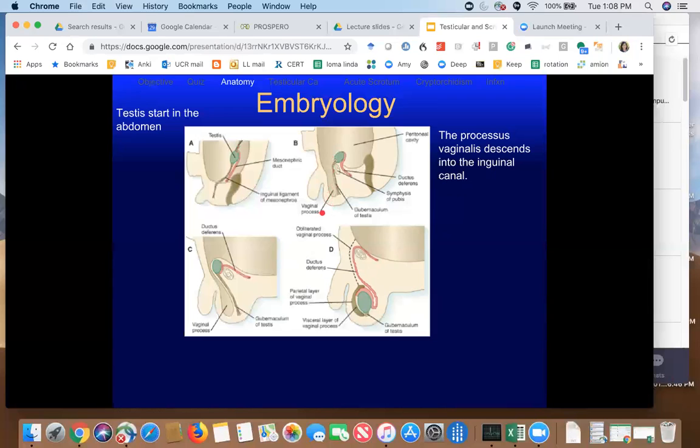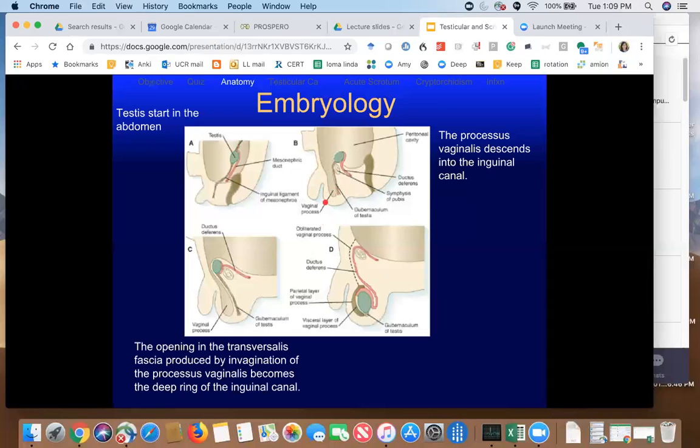Most of it is localized to the scrotal sac, but sometimes you can have a hydrocele within the inguinal canal. Sometimes you can have a frank communication like this. So that's the processus vaginalis. The opening in the transversalis fascia produced by the invagination of the processus vaginalis becomes a deep ring. So this is the opening right here.